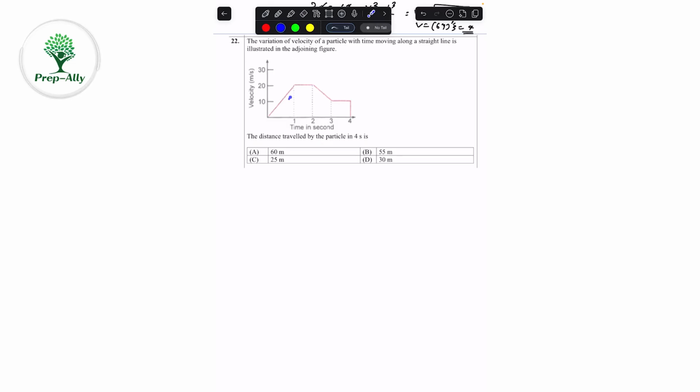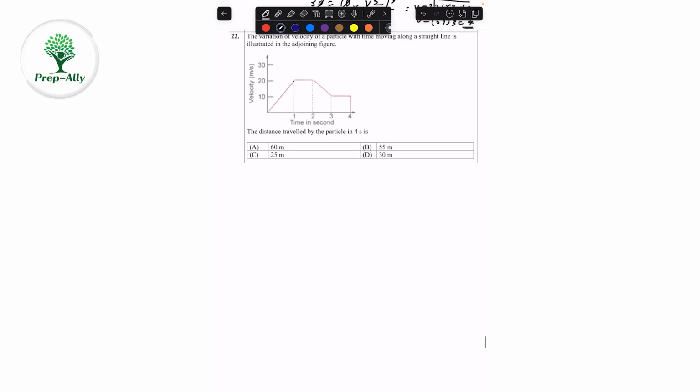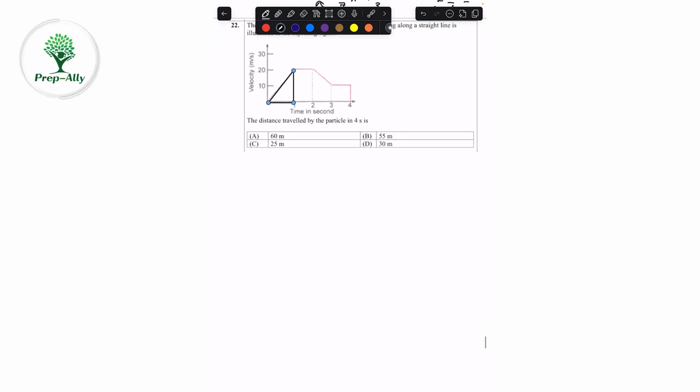We know that if velocity is given, distance in a straight line is the same as displacement. So whatever distance it is, it is the area of this graph. So we have to find the total area of the graph. First is the area of this triangle. Area of this triangle will be basically, just a moment.